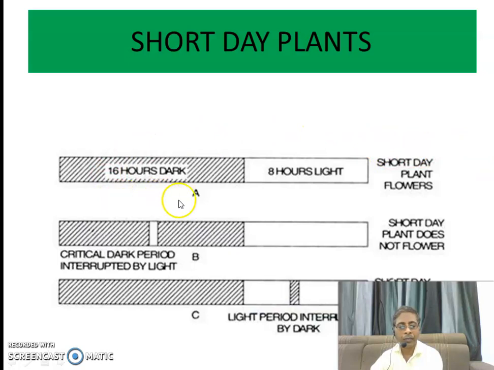Here in front of you is a graphical representation chart. Short day plants flower with less than 8 hours, long day plants with more than 12 hours. In this diagrammatic representation, the night duration is more and the day duration is less. In short day plants, flowering occurs when the light period is interrupted by dark, and the short day plant does not flower when the critical dark period is interrupted by light. So this is the basic difference.